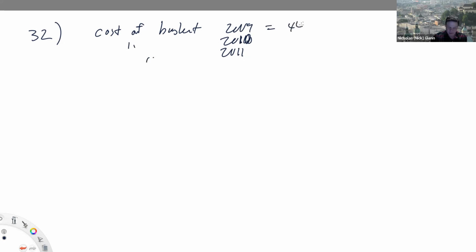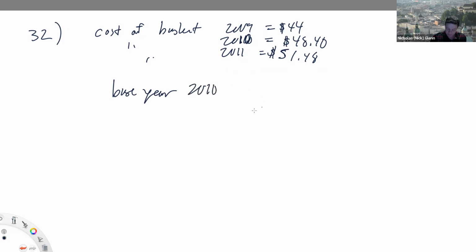For 2009, we said it was $44. For 2010, we said it was $48.40. In 2011, we said it was $51.48. But now the base year is 2010. So the CPI in 2010 is 100.